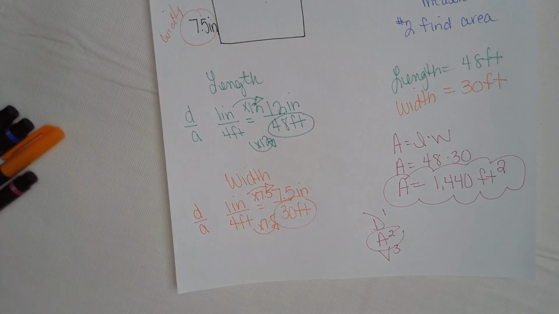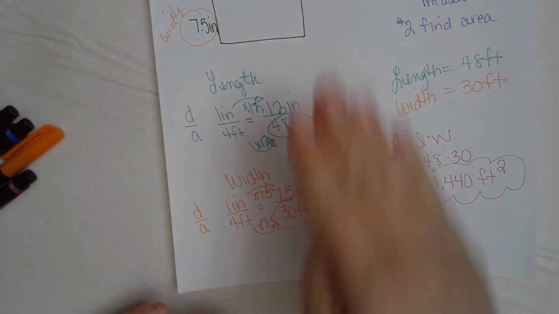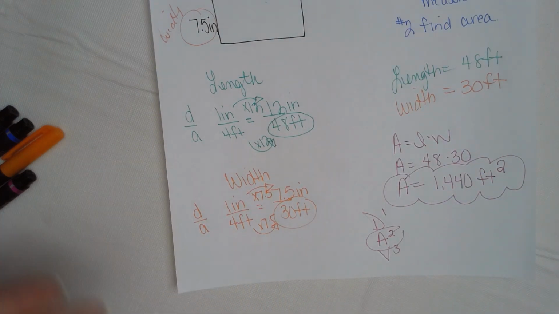All right. So here are 2 examples, one with whole numbers or integers, one with fractions or decimals. Use a calculator, show your work, and make sure that you find the actual length and the actual width first, and then take those numbers and find the area.